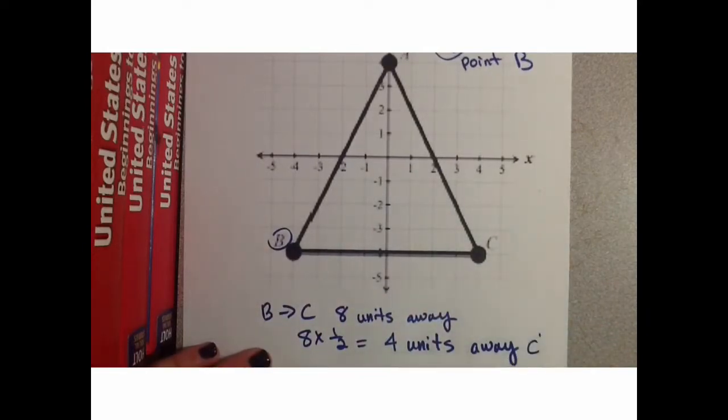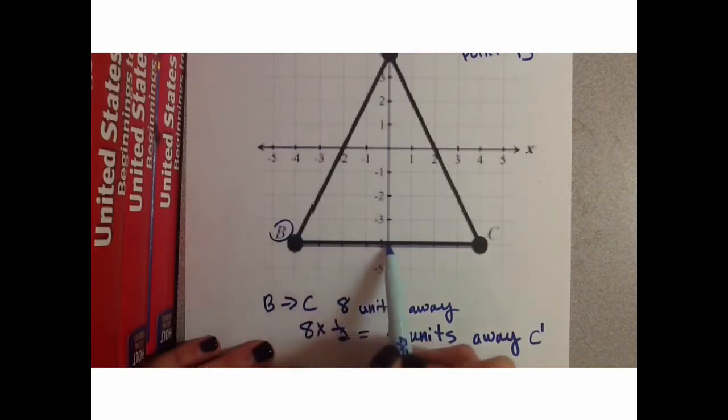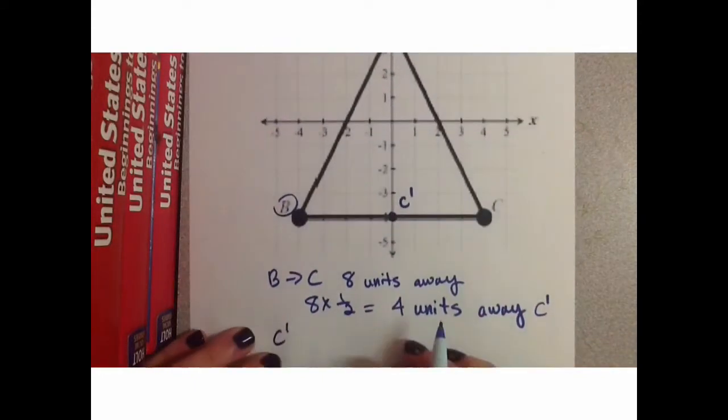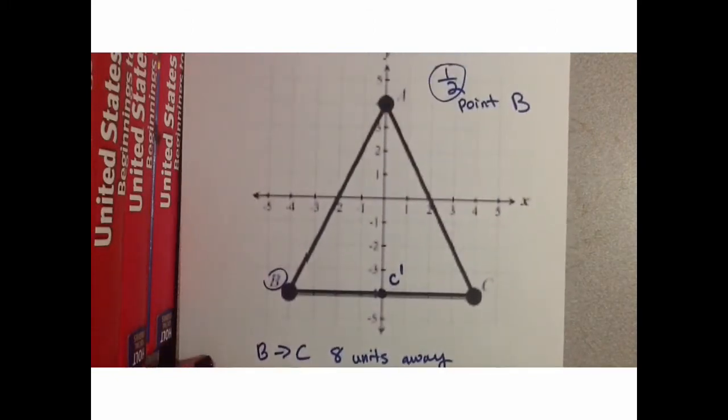So I'm going to go ahead and plot that point now so you can see what I'm talking about. I'm going to go back to my anchor point. I know that C prime has to be 4 units away after I multiply the distance by our scale factor. And I'm going to start at B and count 1, 2, 3, 4. And that point right there becomes C prime. And so C prime's new coordinates become -4, 0.